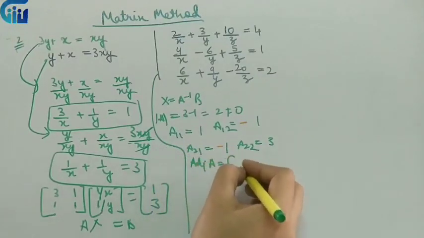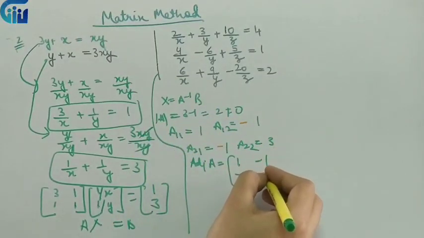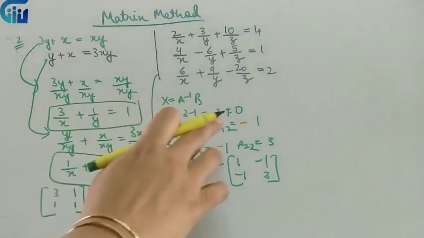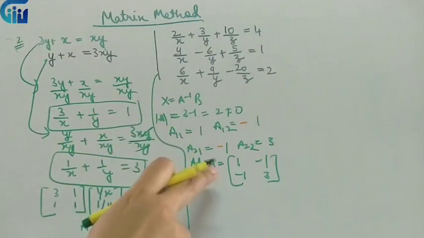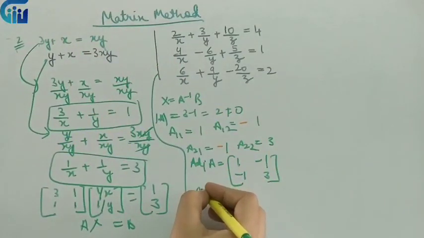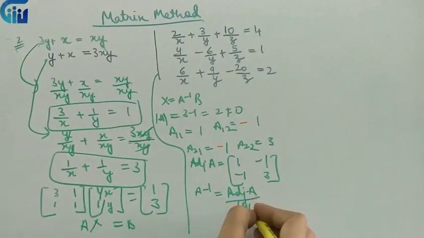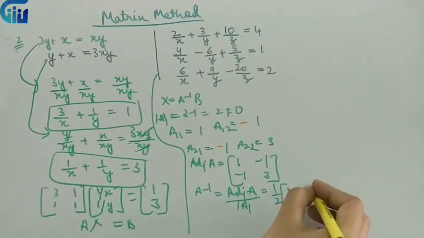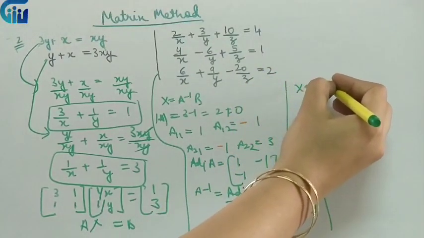Adjoint A will be 1 minus 1, the column will become the row. You have to remember this particular thing, everybody. If you feel you will get confused, so first of all change it to cofactor matrix and then write the transpose. You will be given marks for this as well in board exam. So A inverse is adjoint A upon the determinant. So we will write it like this, 1 upon 2, 1 minus 1, 3. And then we will find A inverse.